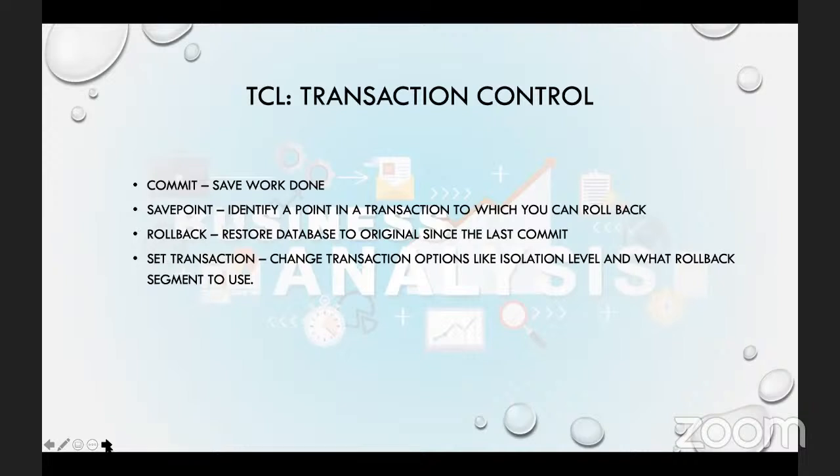And then we have rollback itself, right? Another command here. Rollback is also very, very important. So now that we have identified a save point, what do we do? We roll back. We use a command to roll back. So rollback means to restore the database to the original state since the last commit, right? So we can always roll back.